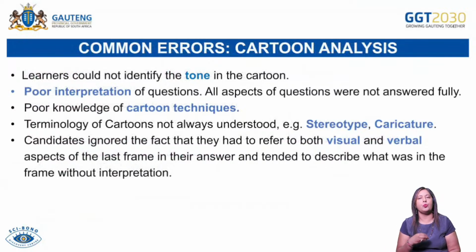Also, candidates had the problem where they ignored the fact that they had to refer to both the visual and the verbal. That is also the problem we saw in the advert. So make sure that you look at the image or the text holistically, at all aspects within that text, when you are trying to give us a response. The last frame in the cartoon usually has the punchline or the most important information that we want you to get from the other series of frames that were showcasing information. So make sure that is there, okay? You interpret these frames very, very clearly.